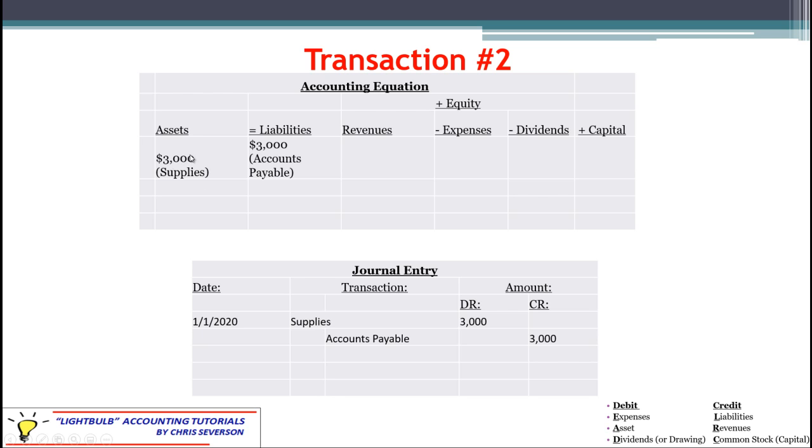So we're increasing the supplies asset for $3,000 and increasing the liabilities, the accounts payable, for $3,000 as well. So two accounts are being increased, and that can happen. Supplies are an asset. They have a normal debit balance, so we want to debit it to increase it. Accounts payables are liabilities. They have normal credit balances, so we credit this to increase it.